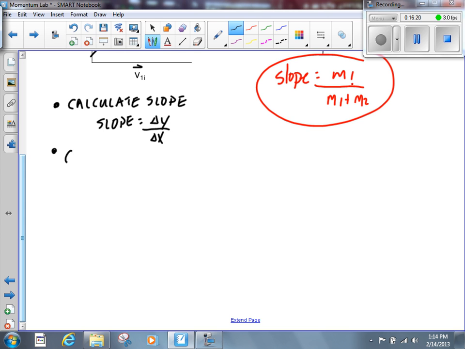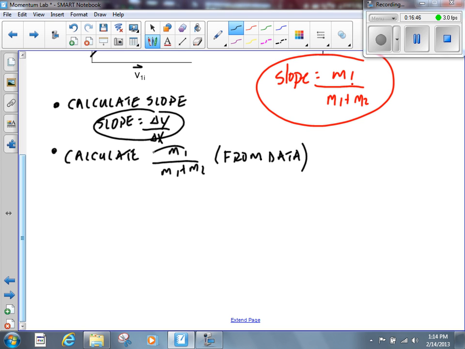Then I want you to calculate M1 over M1 plus M2. And you're going to do that from your data, not from your graph, from the data. Remember, you collected data for M1 and you collected data for M2. Divide M1 by M1 plus M2 and get a value for that. If those two values are the same, then the law of conservation of momentum is true.